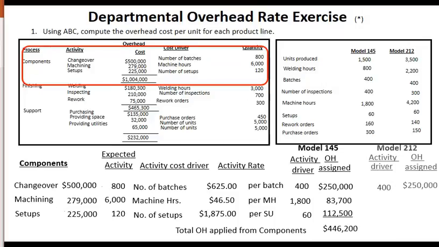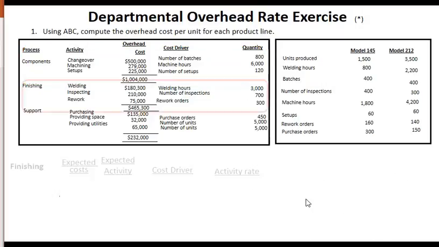So the total overhead applied from components for model 145 will be $446,200. Okay, we're also going to do this for model 212. Again, from changeover, the number of batches used, the number of machine hours used, and the number of setups used. And in this case, we're going to be allocating overhead to model 212 in the amount of $557,800.